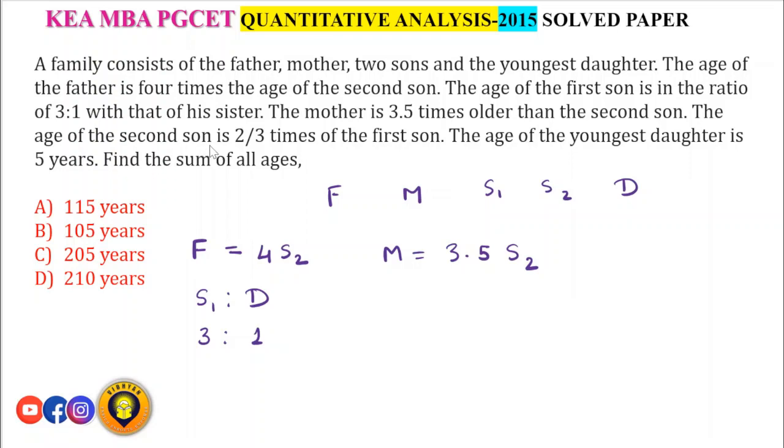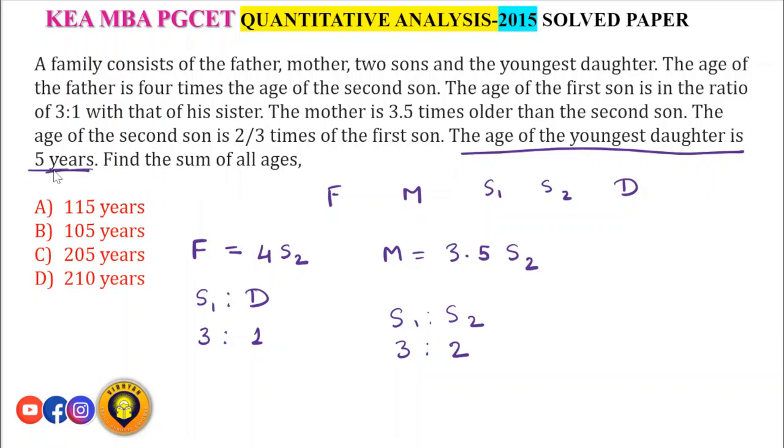The age of the second son is 2 by 3 times of the first son. That is, the S1 and S2 ratio is given. If S1 is 3 units, S2 will be 2 units. Now, the age of the youngest daughter is 5 years. Find the sum of all ages.